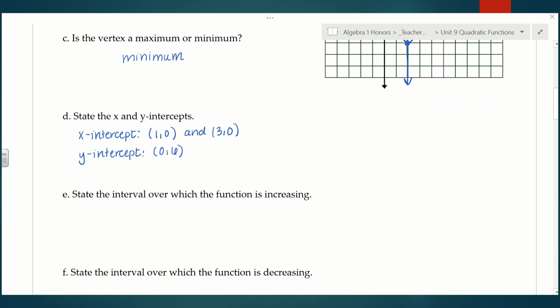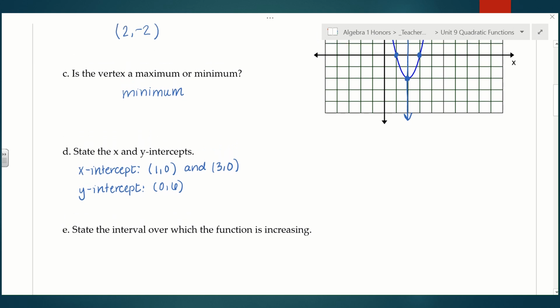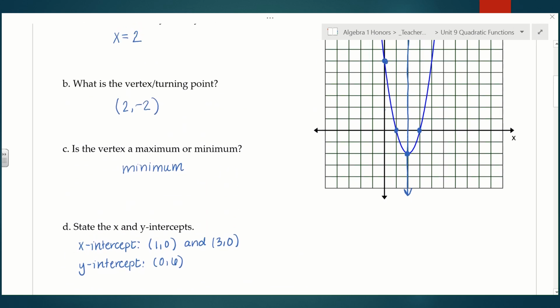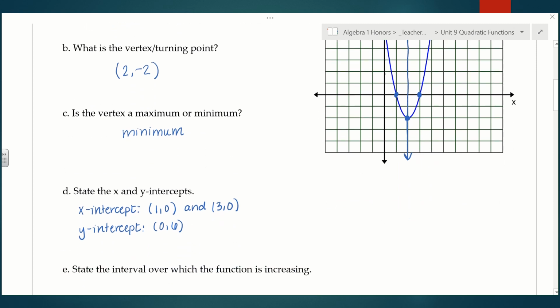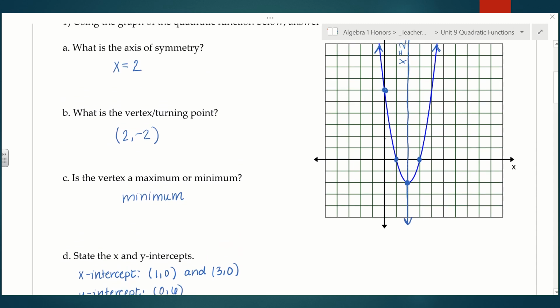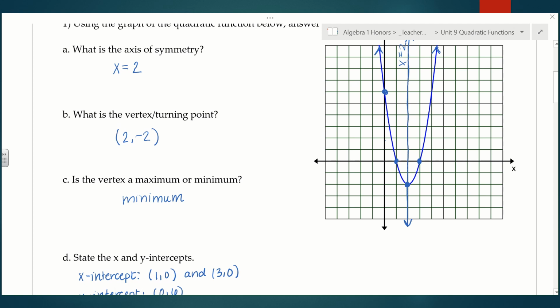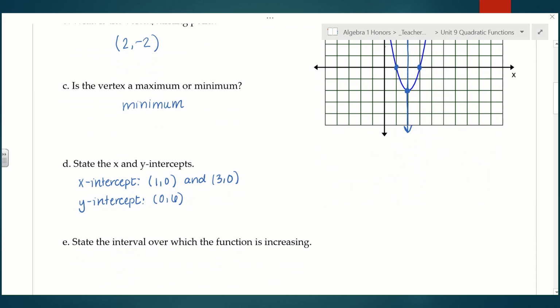So for part E, it says to state the interval over which the function is increasing. We've done increasing and decreasing before, but just as a reminder, when you're doing that, make sure you're looking at your domain values when you write this down. So the function is increasing when x is 2 all the way to infinity. So I'm going to say between 2 and infinity, my graph is increasing.